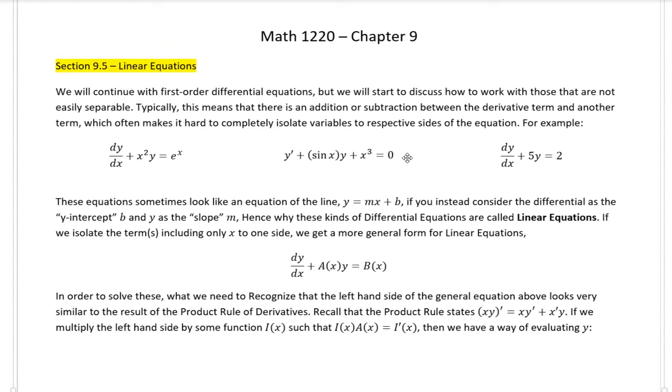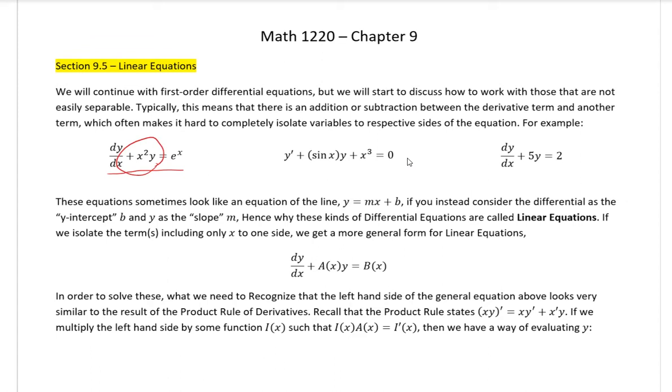What we're going to talk about is how to deal with a lot of the other ones that you cannot separate, and those are going to be the linear equations here. We have a few different examples of them. We have dy/dx plus x squared y equals e to the x. Notice here we have this plus x squared y term.